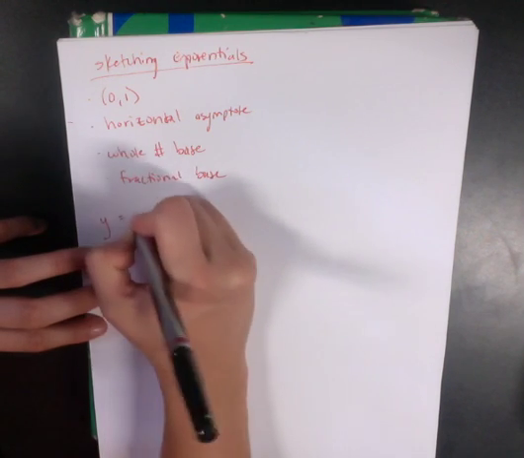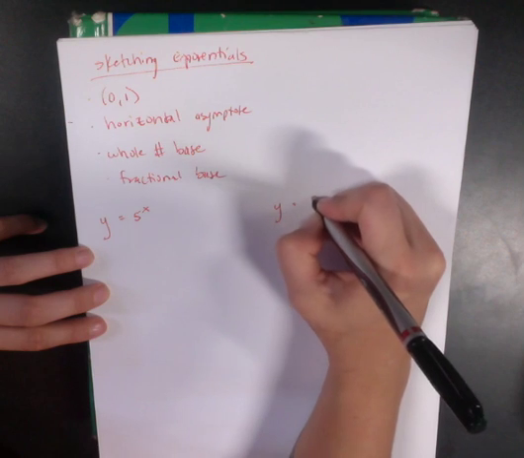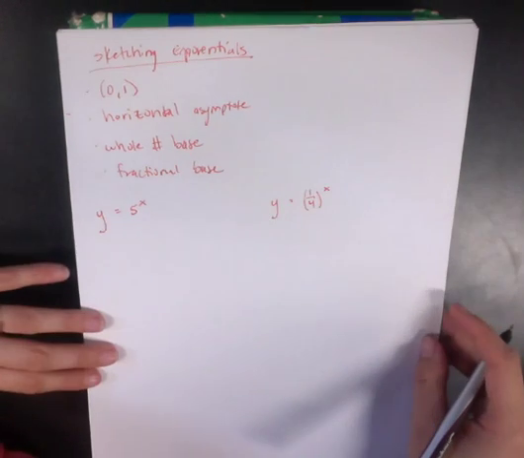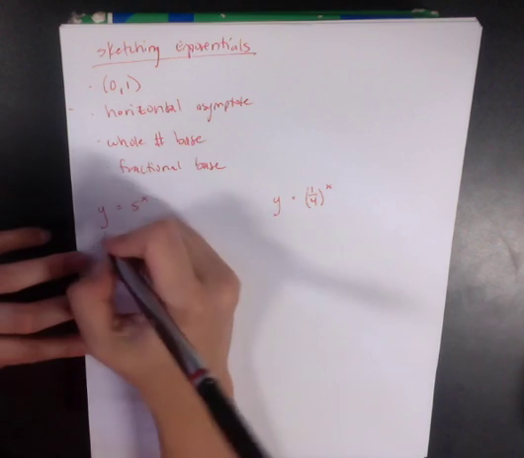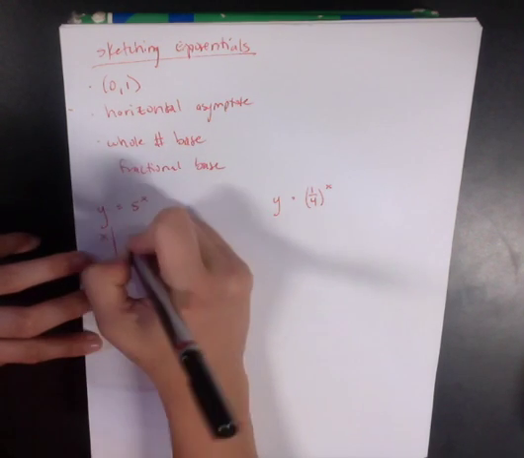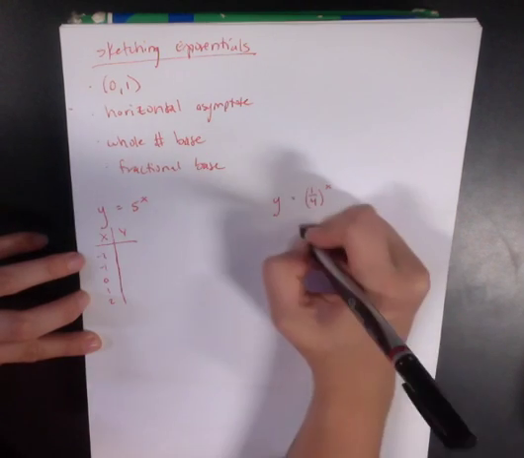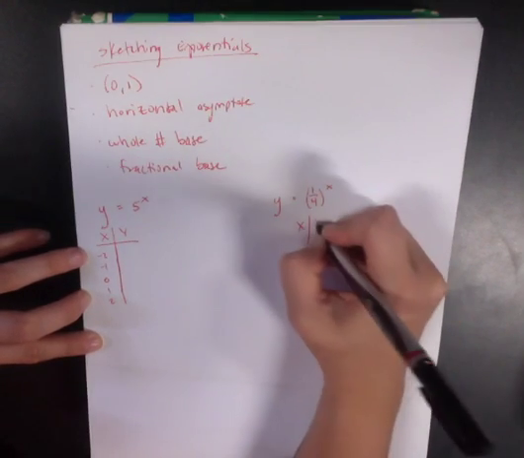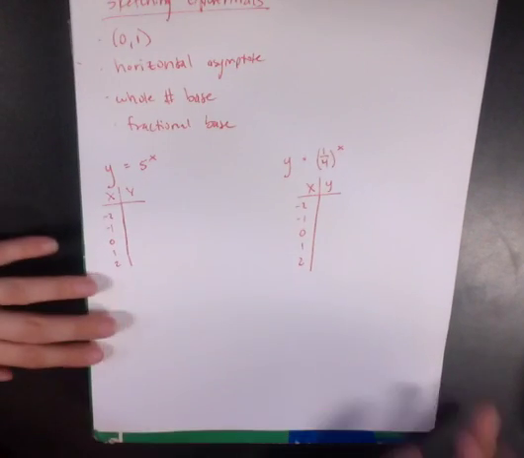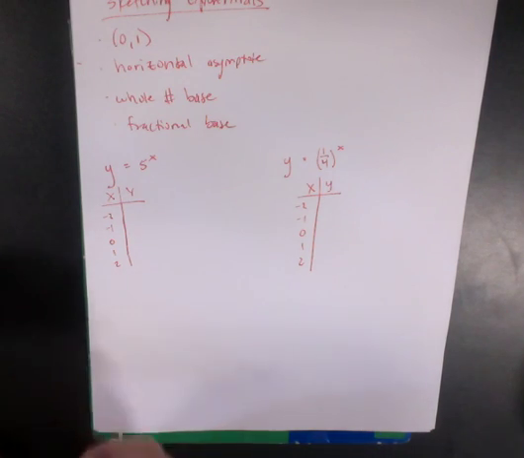We're going to graph y equals 5 to the x, and we're going to graph y equals 1/4 to the x. So I'm going to create my xy chart for both. I typically always use these same values, -2, -1, 0, 1, and 2, because they are the easiest values for us to be able to work with.